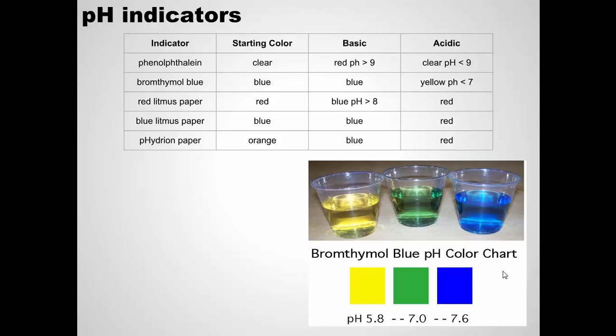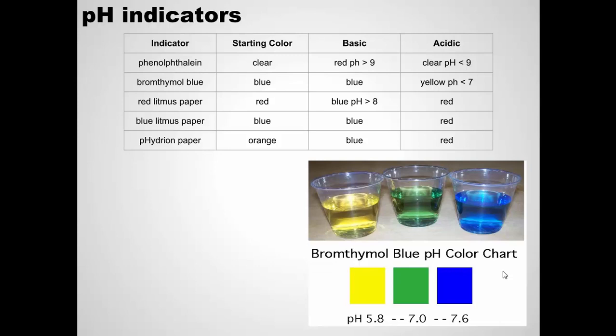So if I have some ammonia, if I put the red litmus paper in ammonia, it turns bluish purple. The other thing you can have is blue litmus paper, which starts off blue when it's basic, and if you put it in an acid, it turns red.